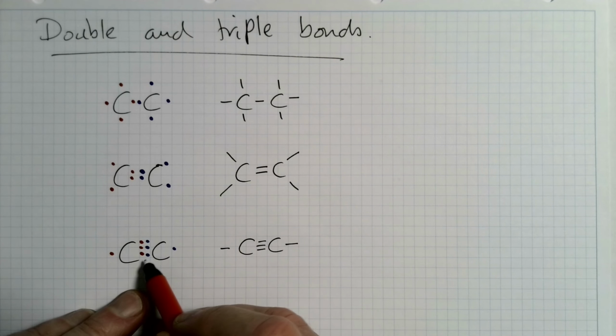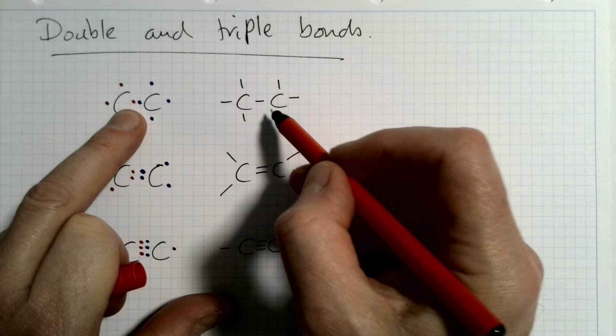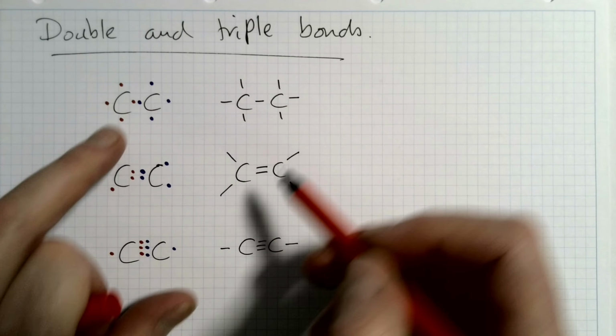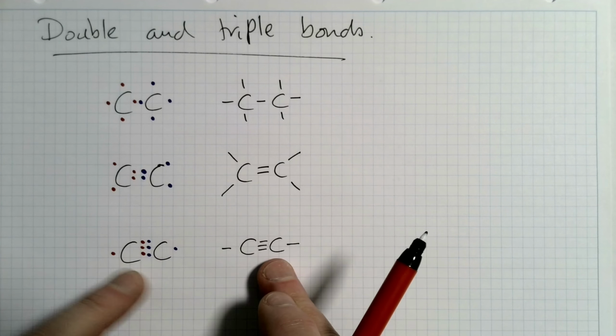So we have 6 electrons triple bond, 4 electrons double bond, 2 electrons single bond. 1 electron from each atom makes the single bond. 2 electrons from each atom, double bond. 3 electrons from each atom, triple bond.